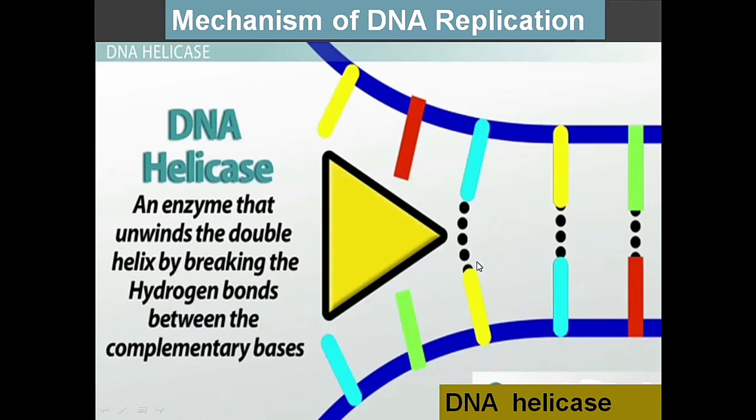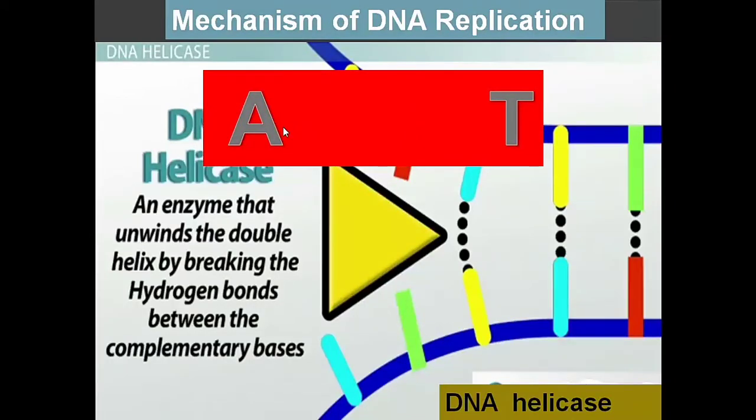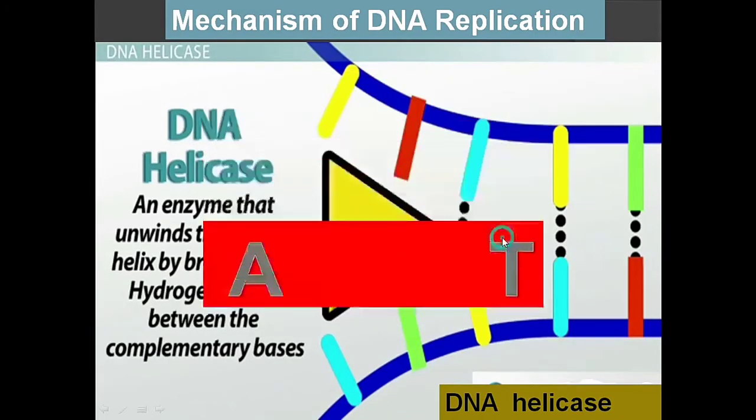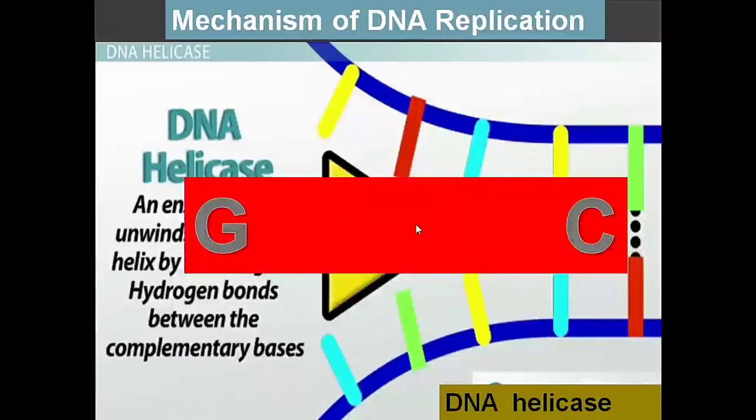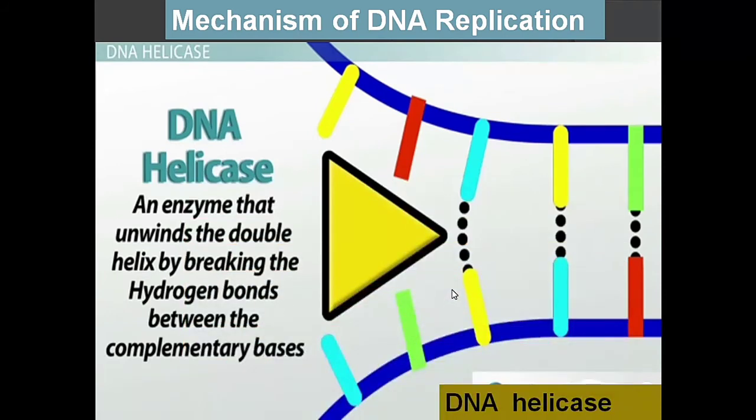What are complementary nucleotides? Adenine is complementary to thymine. Guanine is complementary to cytosine. The complementary nucleotides separate due to the breakage of hydrogen bonds. As a result of this, the two strands are separated.